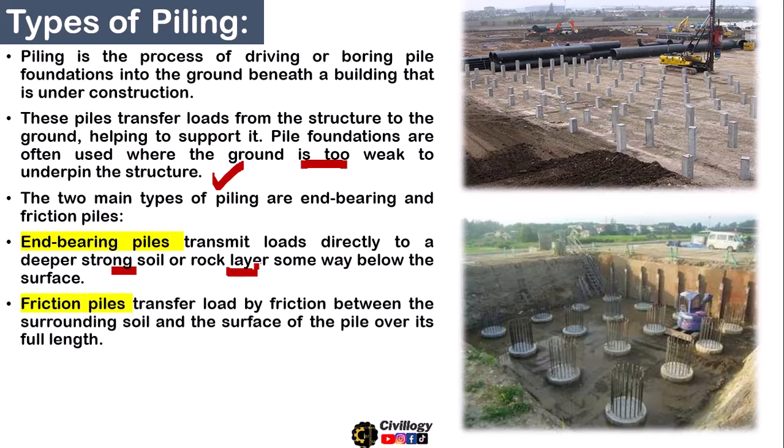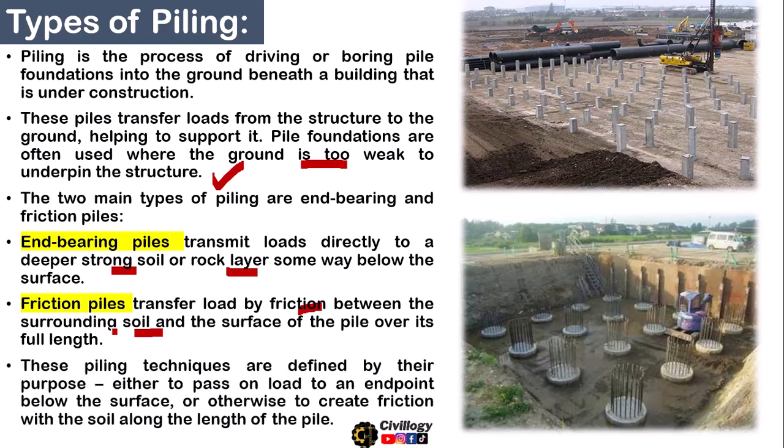The other one is the friction pile. Friction piles transfer load by friction between the surrounding soil and the surface of the pile over its full length, or you will have to achieve a certain depth beyond which the pile may not be driven further into the ground due to the friction provided by the surrounding soil. Okay, such a type of pile is called a friction pile. These piling techniques are defined by their purpose, either to pass on load to an endpoint below the surface or otherwise to create friction with the soil along the length of the pile.